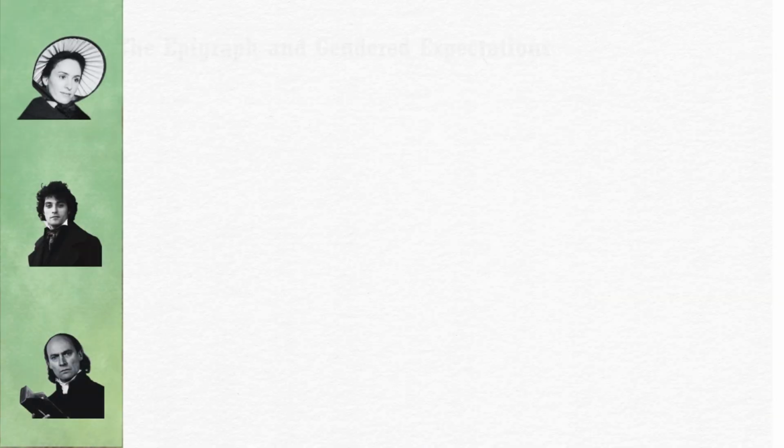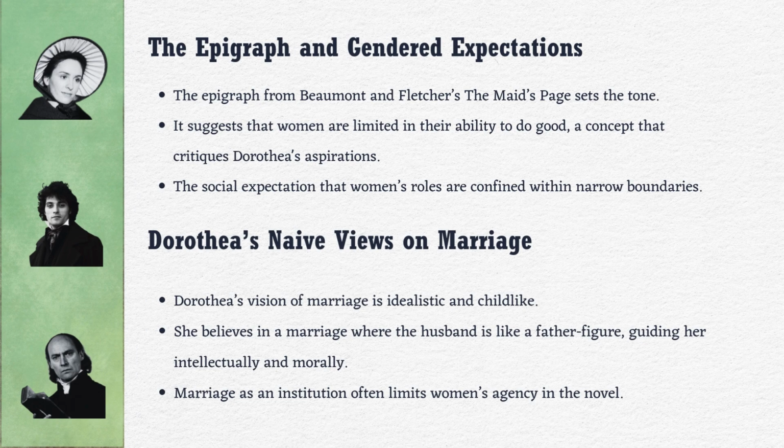Book 1 of Middlemarch begins with an epigraph from Beaumont and Fletcher's The Maid's Tragedy. It conveys a grim view: "Since I can do no good because I am a woman," echoing the societal belief that women's potential is inherently limited. This perception is central to Dorothea's character. She aspires to greatness, but society constrains her, placing her in a position where her contributions are undervalued simply because of her gender. This early reference sets the stage for exploring Dorothea's struggle with these gender limitations.